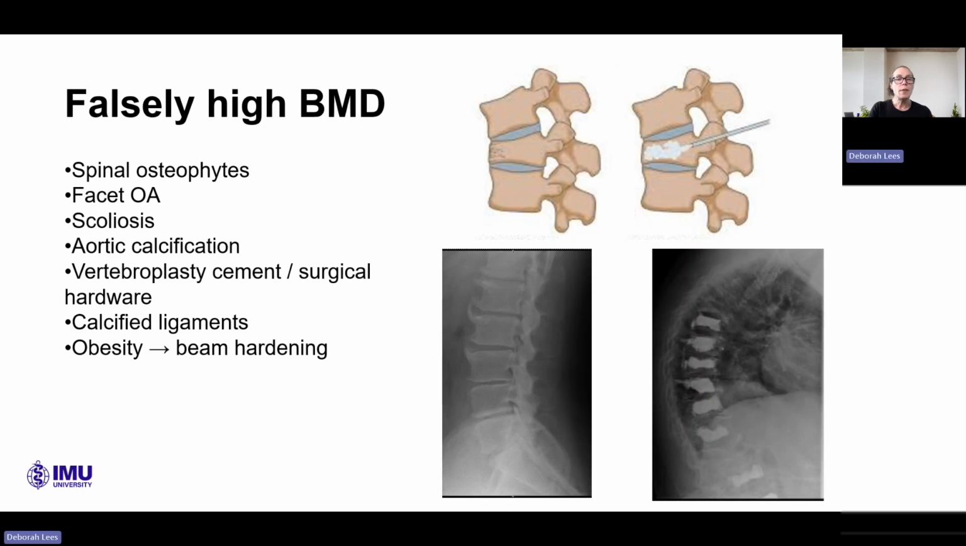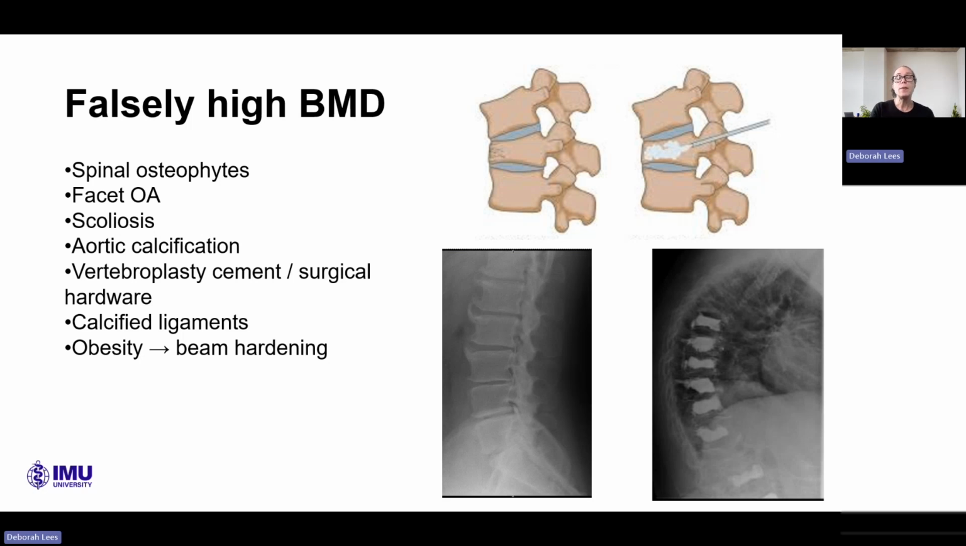So just to go over this again, your falsely high bone mineral density, if you've got osteophytes, if you've got osteoarthritis on the facets, if you've got a scoliosis, aortic calcification messes with the algorithms as well. And then if a person's had vertebroplasty or they've got surgical hardware in place, calcified ligaments, so ankylosing spondylitis, or if the person's got obesity, because you then end up with having to use a high penetration to get through.